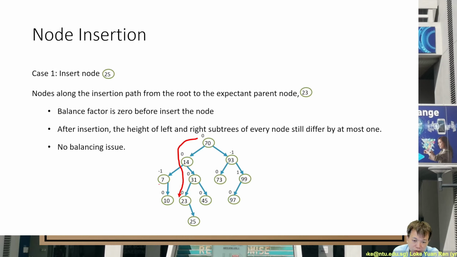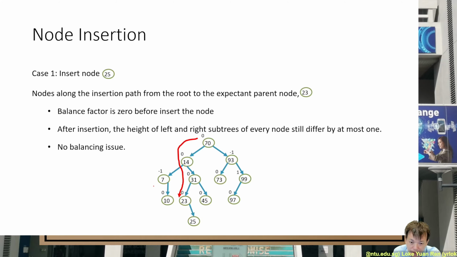Yes, one side will be a little bit higher than the other one. But like node 23, after you insert 25, the balance factor of node 23 will be decreased to -1, because the left side is 0, the right side is 1. Sorry, the left side is -1, the right side is 0. So the balance factor at node 23 is -1. It's still balanced. It still fulfills the AVL tree, balanced binary search tree condition, the definition. So this particular tree is still considered a balanced binary search tree.